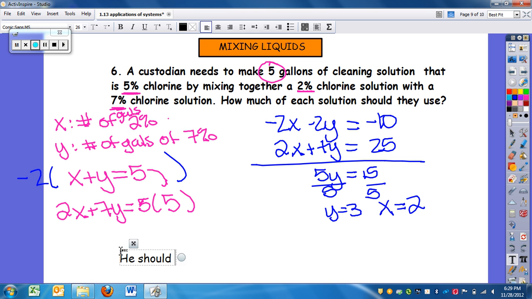He should use 2 gallons of 2% and 3 gallons of 7%.